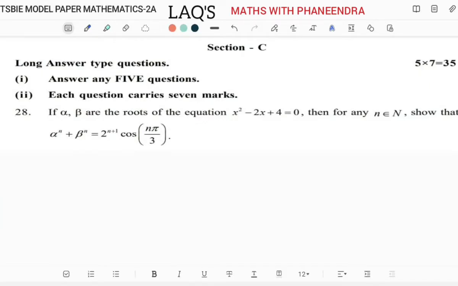The next section is C, dear students. In this long answer questions section, they will give 10 questions. You have to write any 5. Each carries 7 marks. So let us have a discussion. The first question.